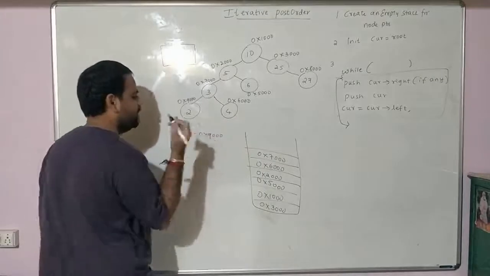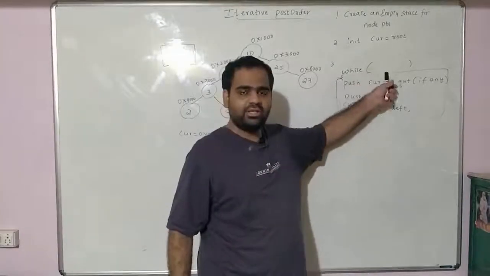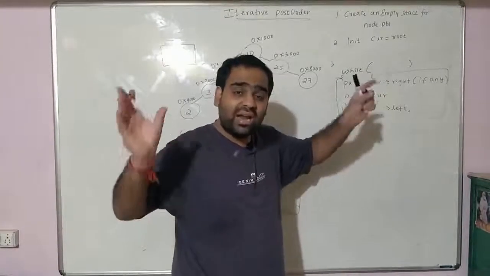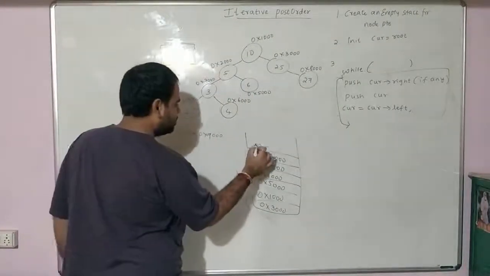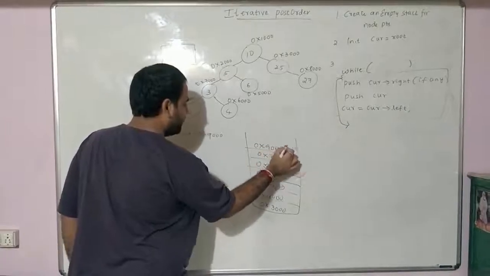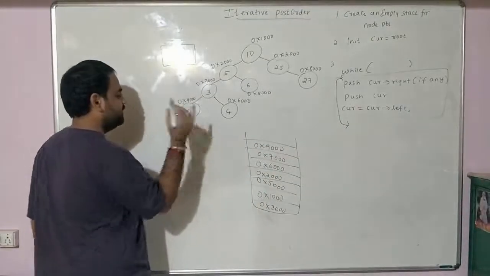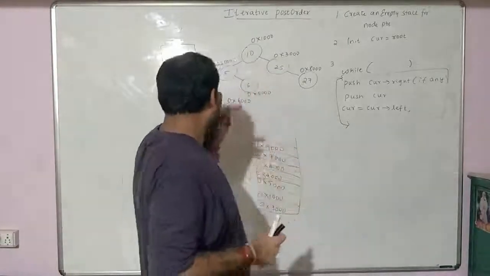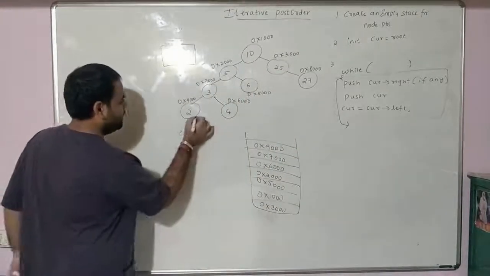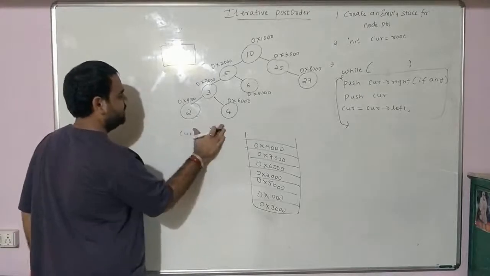What is current arrow left? 9000. Again assume the condition is true. Push 9000 arrow right if any. Now is there any 9000 arrow right? No. Push current onto the stack and set current is equal to current arrow left. Now what is current arrow left? Null.